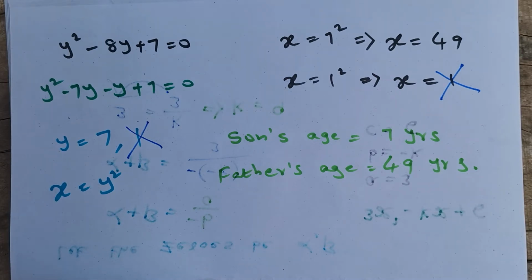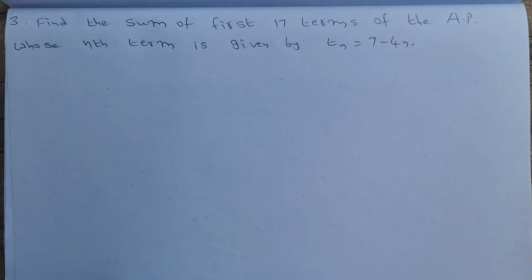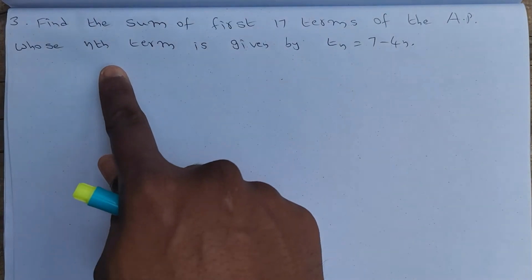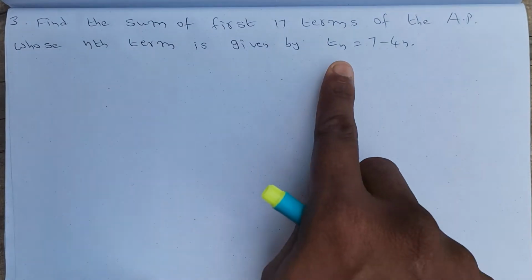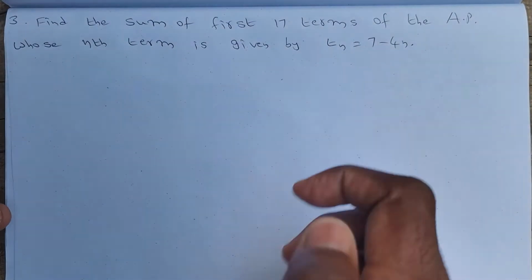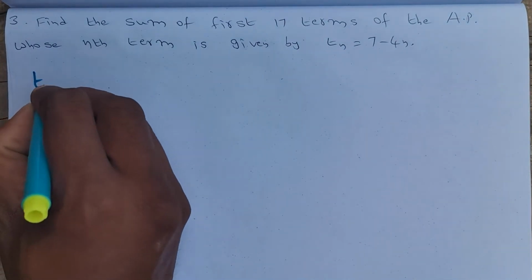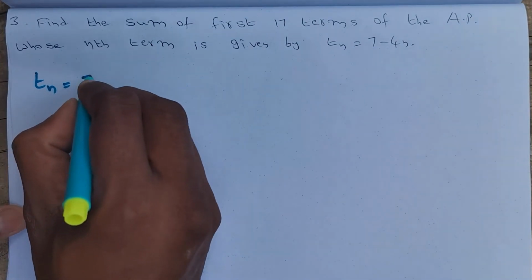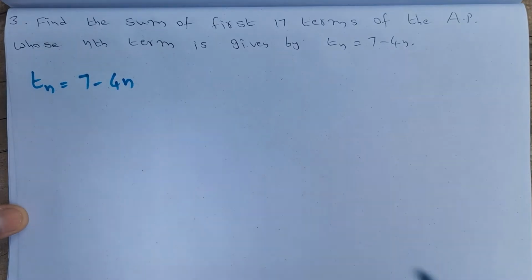Question number 3. Find the sum of first 17 terms of the AP whose nth term is given by Tn is equal to 7 minus 4n. Nth term or general term, both are same. So that nth term is given as Tn is equal to 7 minus 4n.